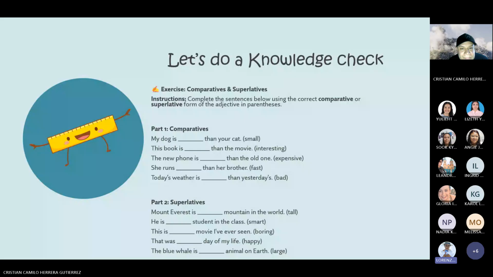My dog is smaller than your cat. Yes, that is correct. And the second one? This book is interesting. No, it's okay, you can try again.